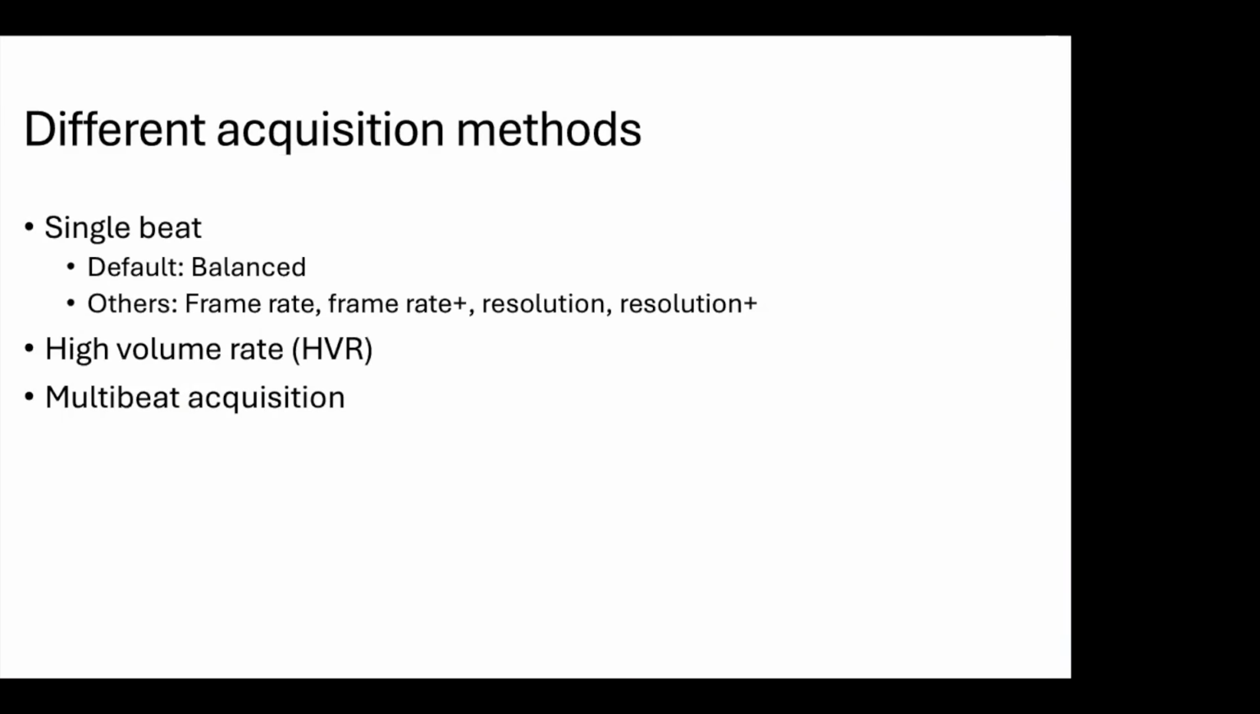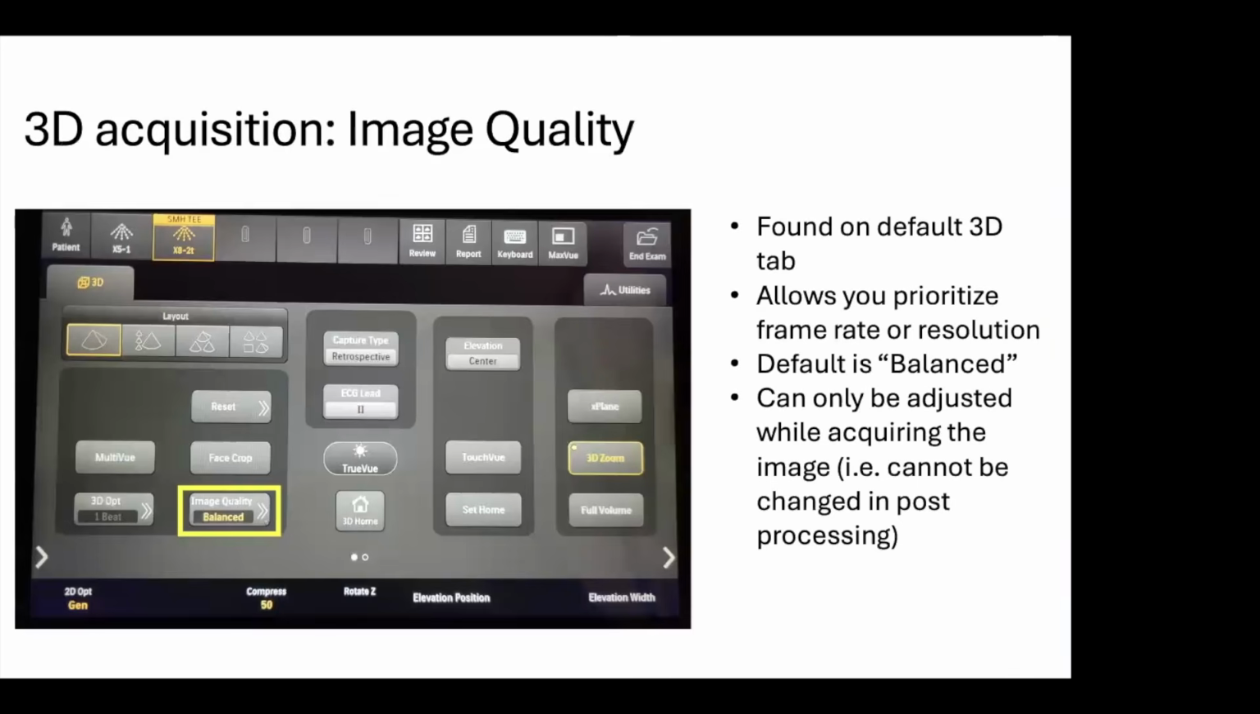And then there's different acquisition modes. There's single beat modes, high volume rate, and multi-beat acquisition. So these can be found on the image quality. On the touch screen here, there's this image quality button, and it defaults as balanced. But what this does is it allows you to prioritize frame rates or resolution depending on whatever you're interested in.